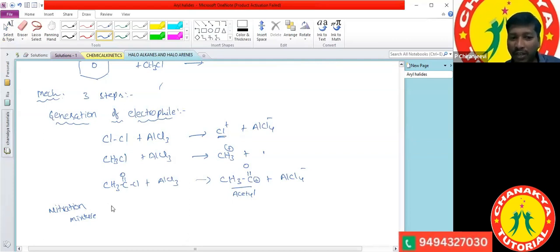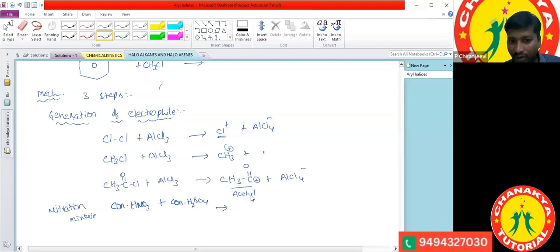The nitration mixture is nothing but the mixture of concentrated nitric acid, HNO3, and concentrated sulfuric acid. That is called a nitration mixture. The last time in NEET they asked one question: in the nitration mixture, which one acts as an acid and which one acts as a base? That is a previous year question.